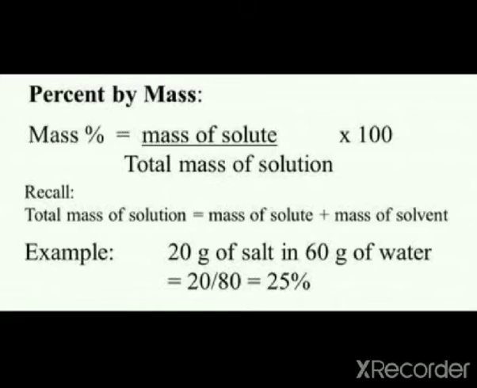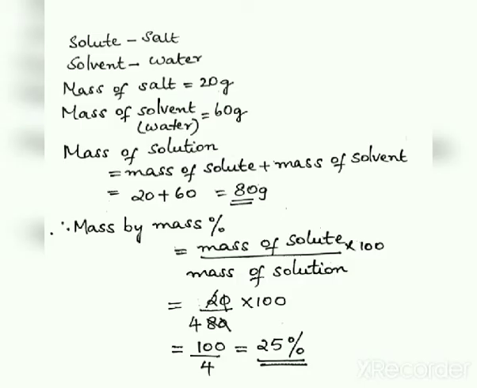Now let us try to solve this question. 20 gram of salt is dissolved in 60 gram of water. What will be the mass percentage of the solution? In this question, the solute given is salt and the solvent is water. What is the mass of the salt? It is equal to 20 gram. And what is the mass of the solvent given in the question? 60 gram.